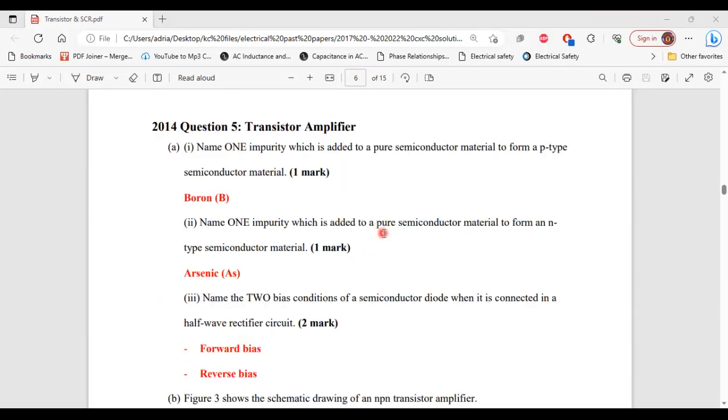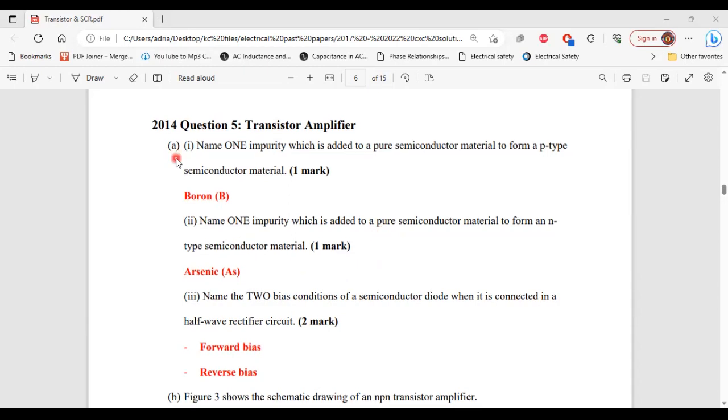So this is question five from the 2014 past paper. Part one of A, it says, name one impurity which is added to a pure semiconductor material to form a P-type semiconductor material. So that impurity is boron. So that's it for part one of A. For part two of A, it says, name one impurity which is added to a pure semiconductor material to form an N-type semiconductor material. That impurity is arsenic. So that's it for part two of A.